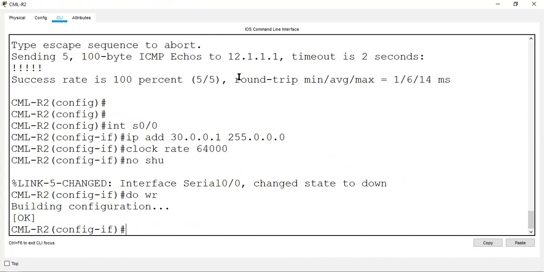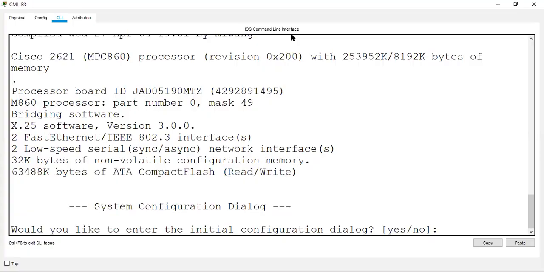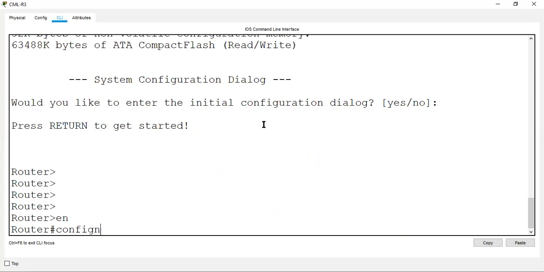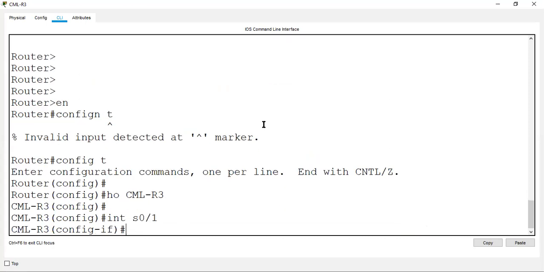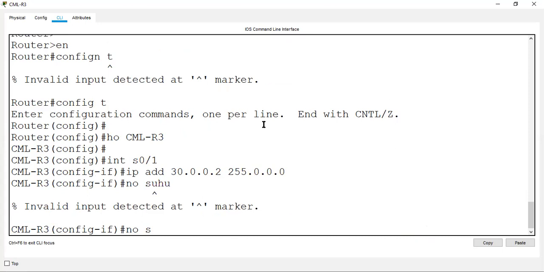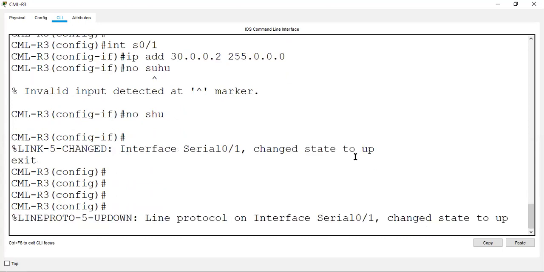We'll go back to the design. We'll log into R3. R3 config t, hostname CML R3, interface S01, IP address 30.0.0.2 255.0.0.0. No shut. Exit. The moment you put no shutdown on both the sides, you can see the interface is up.